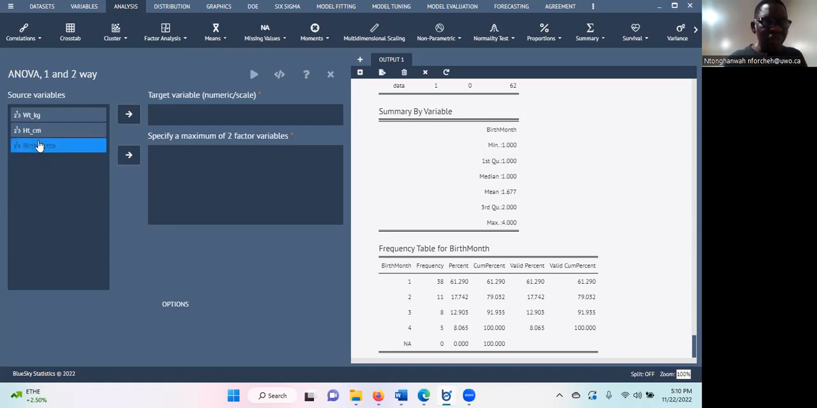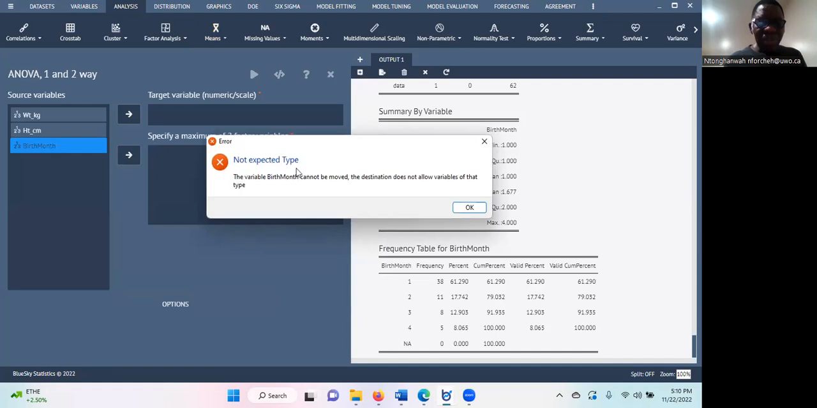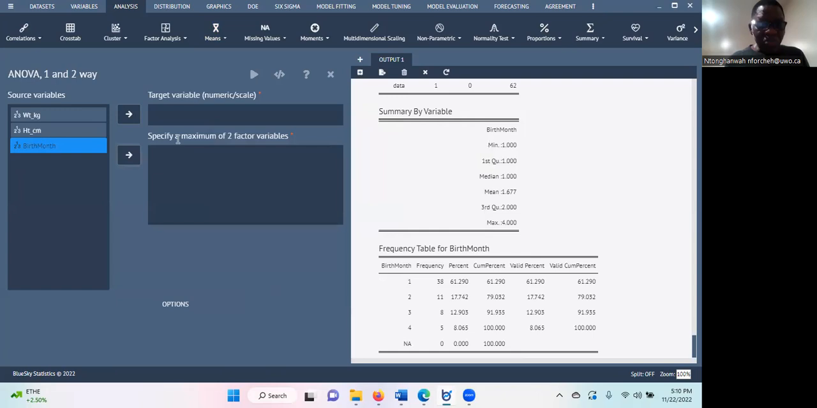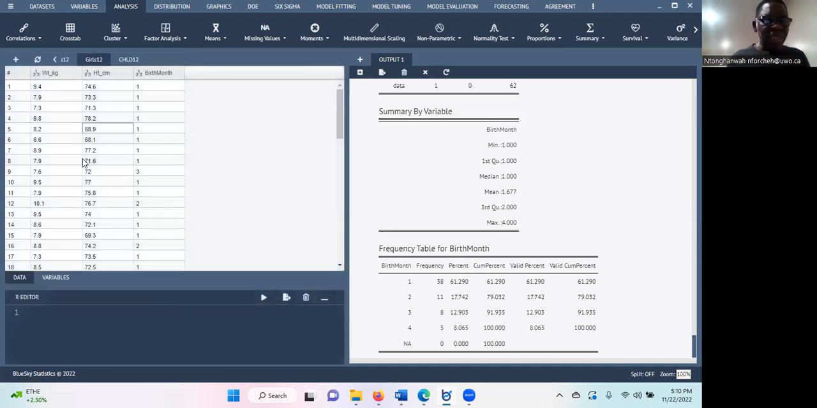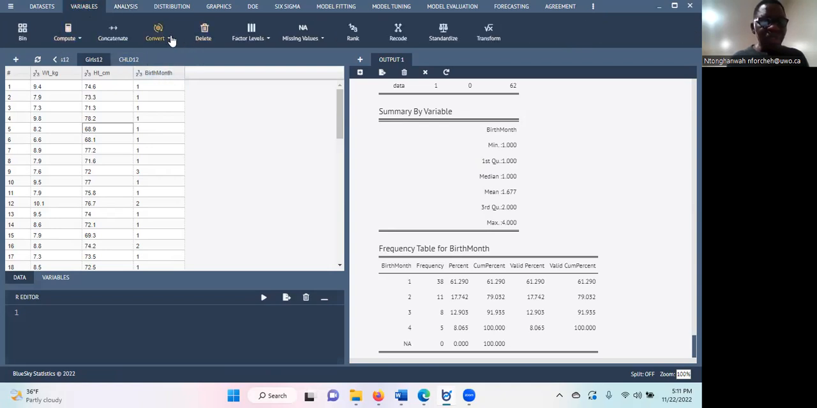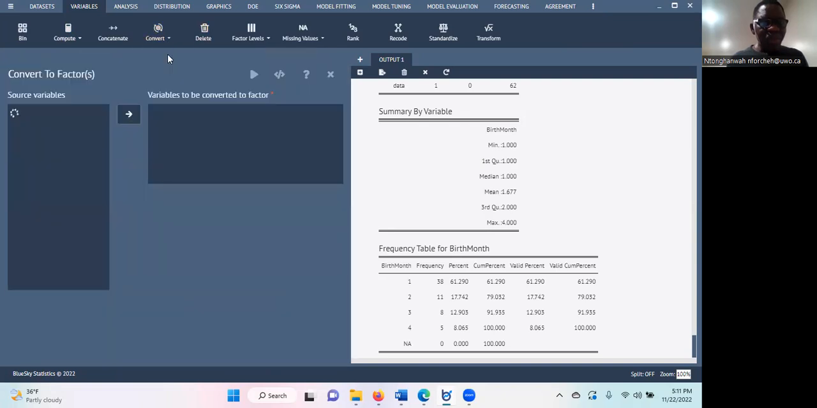That's quite interesting. If we try to put this here, it doesn't accept it because in a one-way analysis of variance, the grouping variable, just like in a two-sample t-test, must be a factor. So we can't do this analysis until we transform our data. So let's come here and convert this data to a factor, which means we must go to variables, and then say we want to convert to a factor.